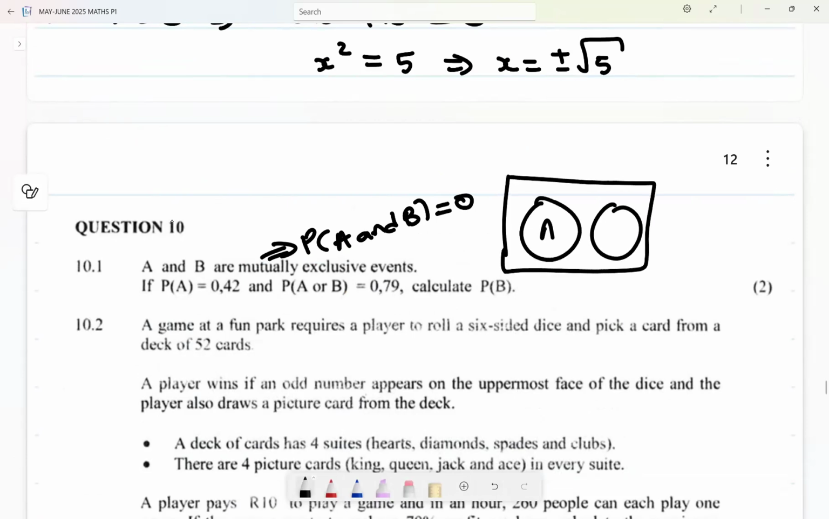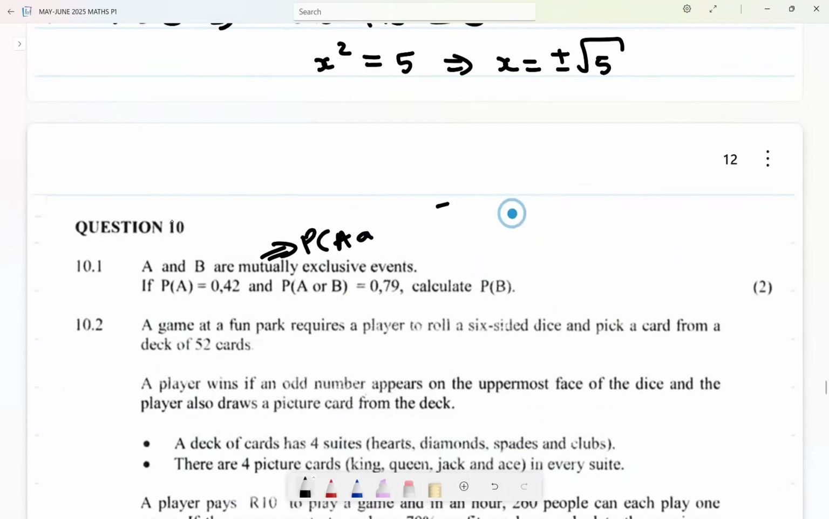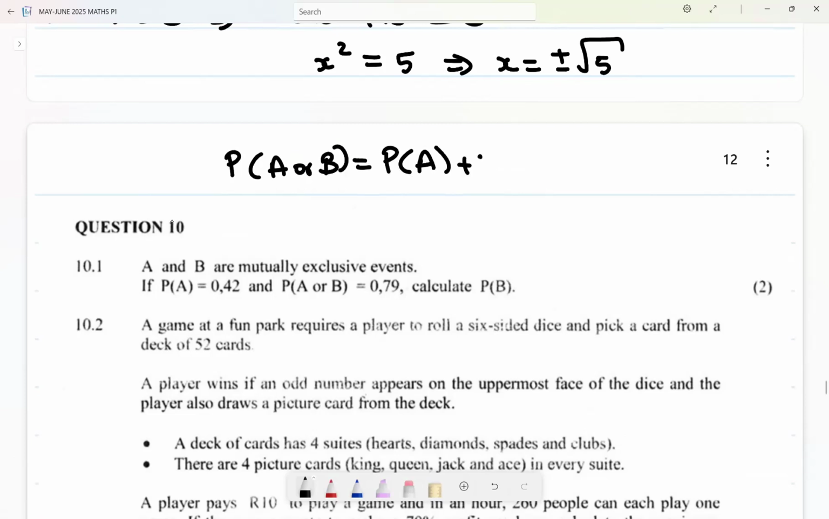This is what we refer to as mutually exclusive events for A and B. So how can I find the probability of B? Remember, the general formula says the probability of A or B is equal to the probability of A plus the probability of B minus the probability of A and B. But in this case, it is equal to 0, so it just goes off to 0.